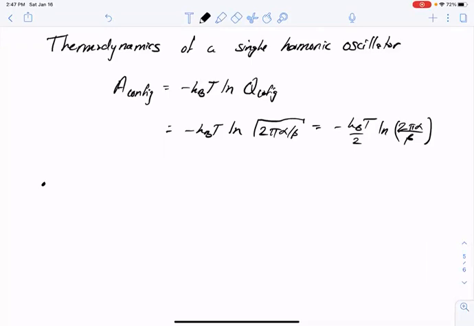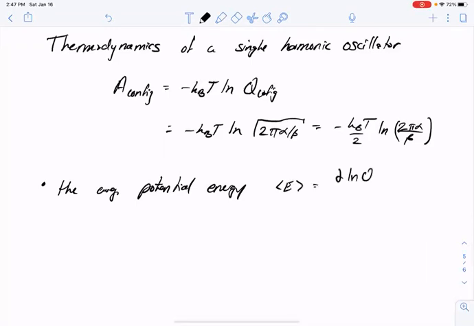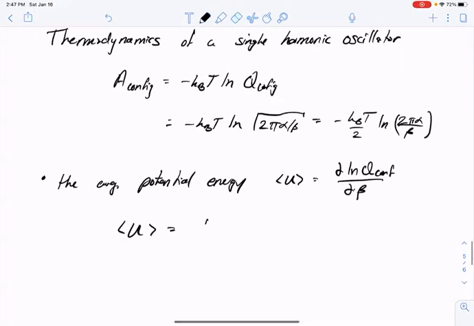The average potential energy of course can be computed by taking the derivative of log of the partition function with respect to minus beta. Let's go ahead and explicitly call that the potential energy. And in this case, the potential energy on average is given by 1/2 kBT, which you all will remember is a reflection of the so-called equipartition theorem.